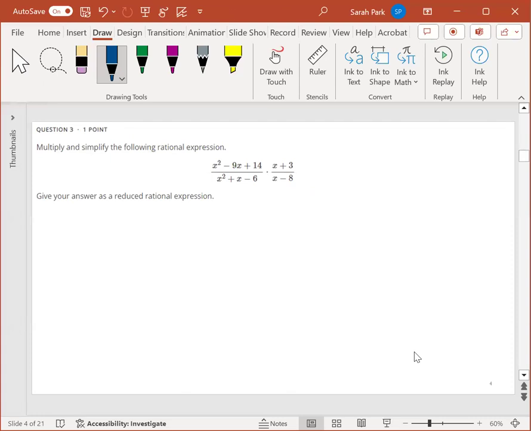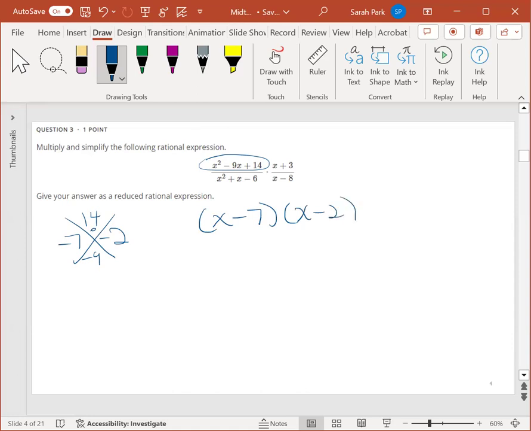Okay, multiply and simplify the following rational expressions for number 3, x squared minus 9x plus 14 over x squared plus x minus 6, x plus 3 over x minus 8. We're going to factor each of these parts, x squared minus 9x plus 14. So how we factor that is what multiplies to 14 and adds to -9. That's going to be, let's see, 7 and 2, with both of them being negative. So we know that's going to factor as x minus 7, x minus 2.